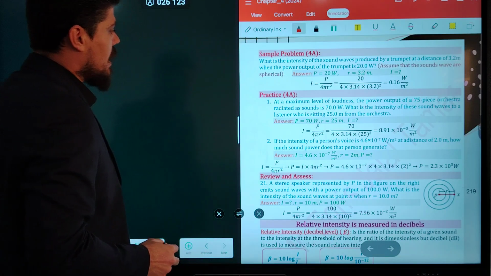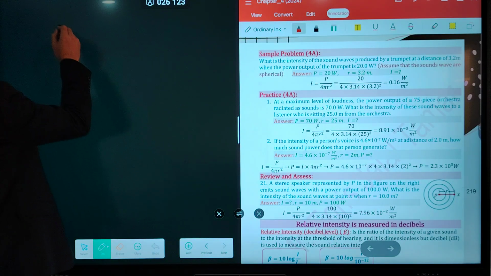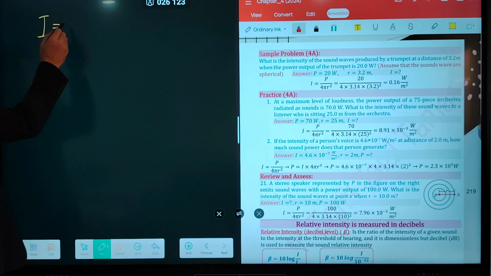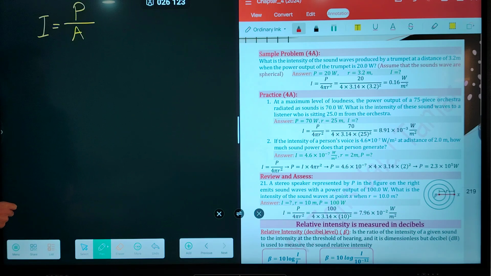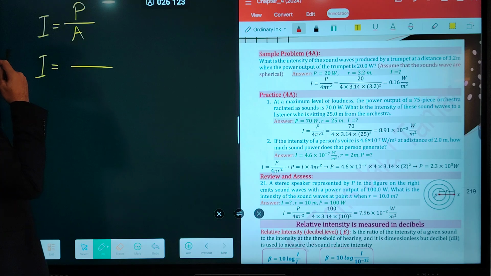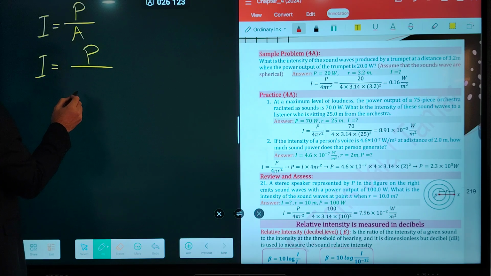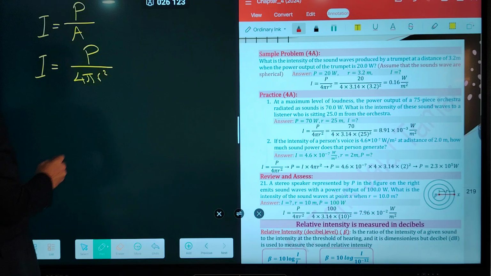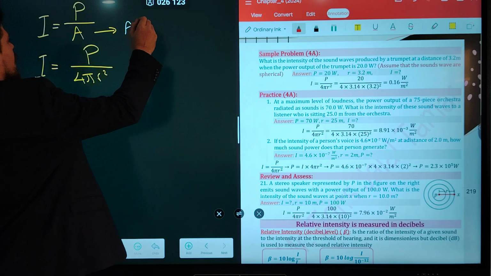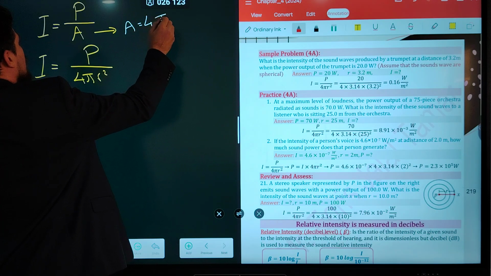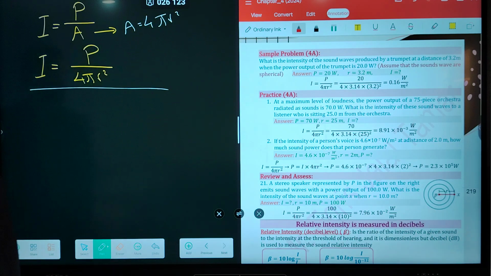Look at the sample problem, guys. Just as a reminder, as we studied in the previous lesson, intensity is equal to what? Power over area. If power and area are given in the question, you can use this equation. But if area is not given and instead the distance is given, you can use this relation: the area of a sphere is equal to 4 pi r squared. Why? Because sound propagates as a spherical wave.